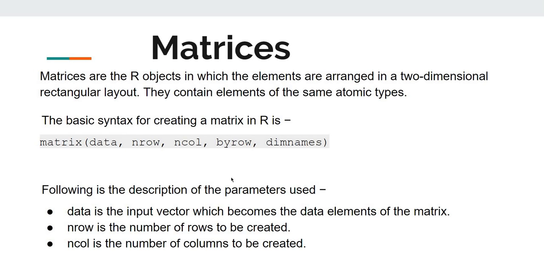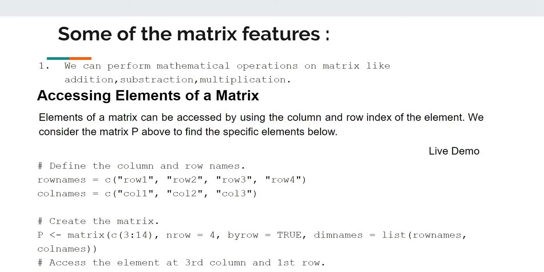So this is all. Some features of a matrix are that we can perform different types of mathematical calculations like addition, subtraction, multiplication, and division as well. It is very helpful in data analysis, so a matrix is very useful. And how can we access an element of a matrix? Suppose we have a matrix, how can we access an element from it?